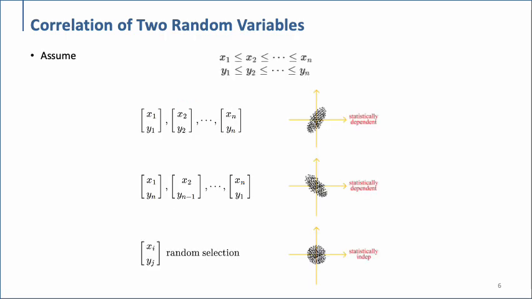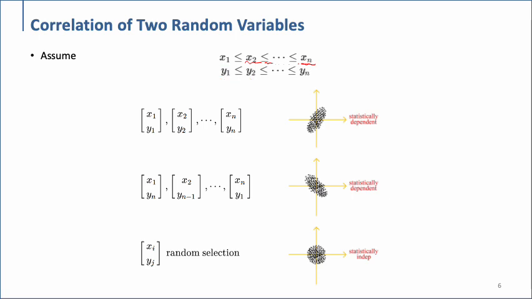And let's see more detail about the correlation of two random variables. Here, for simplicity, let's assume that x1 is smaller than x2, and x2 is smaller than x3, and so on, and xn is the largest. And similarly for y, y1 is smaller than y2, y2 is smaller than y3, and so on, and yn is the largest.